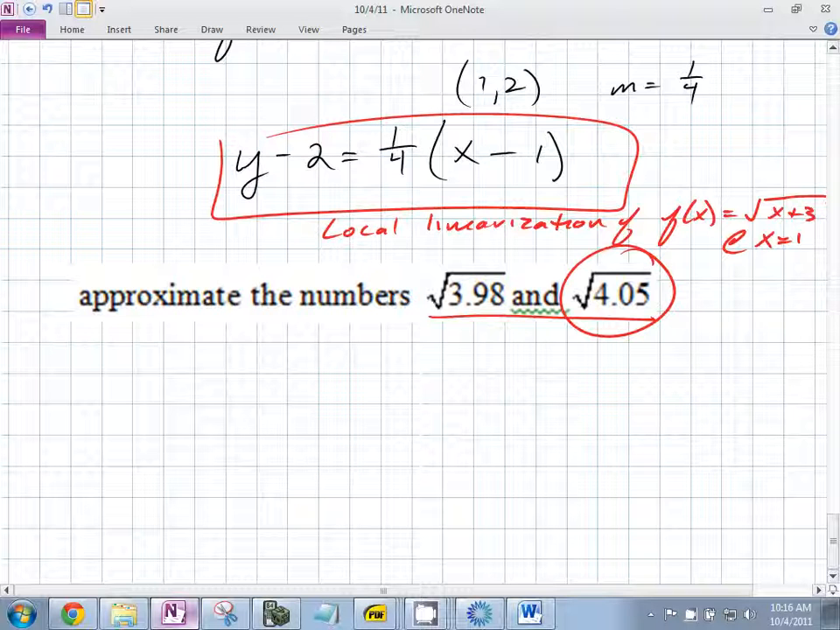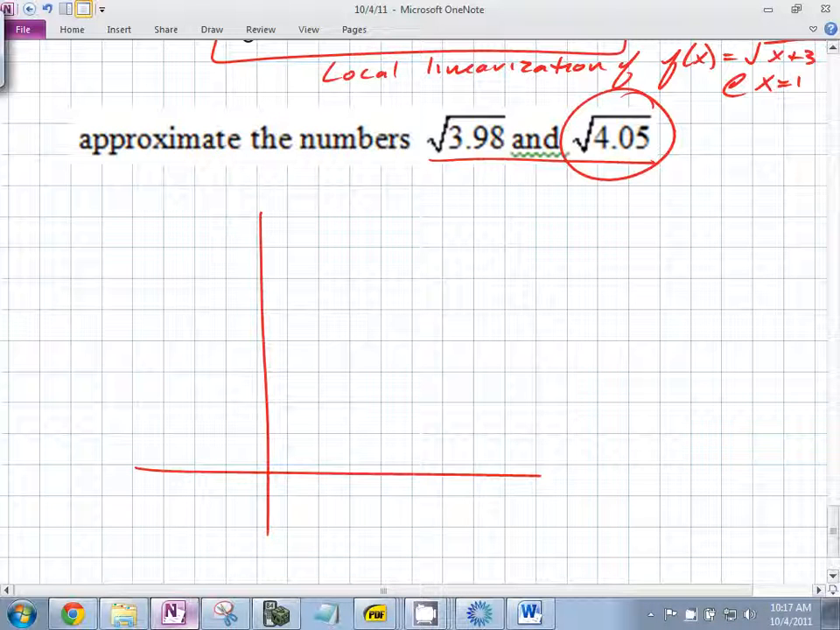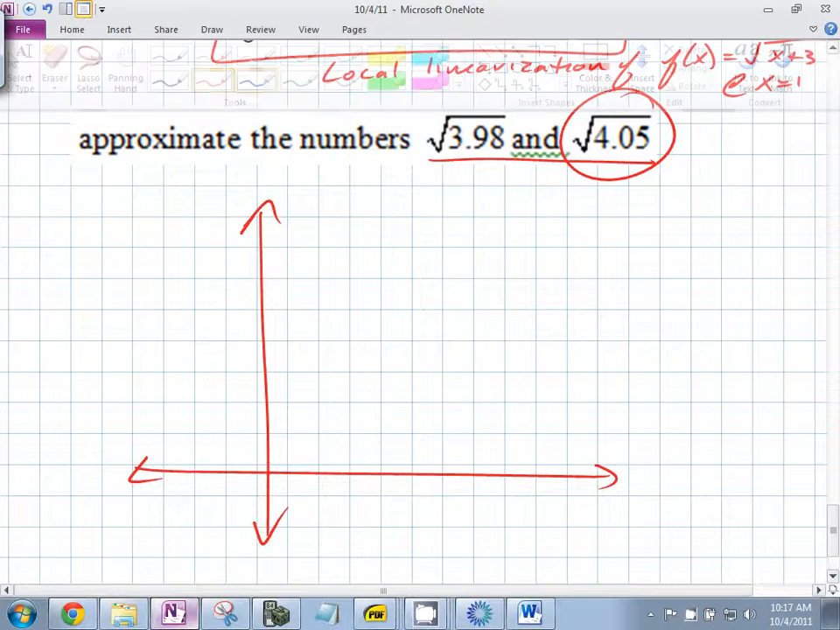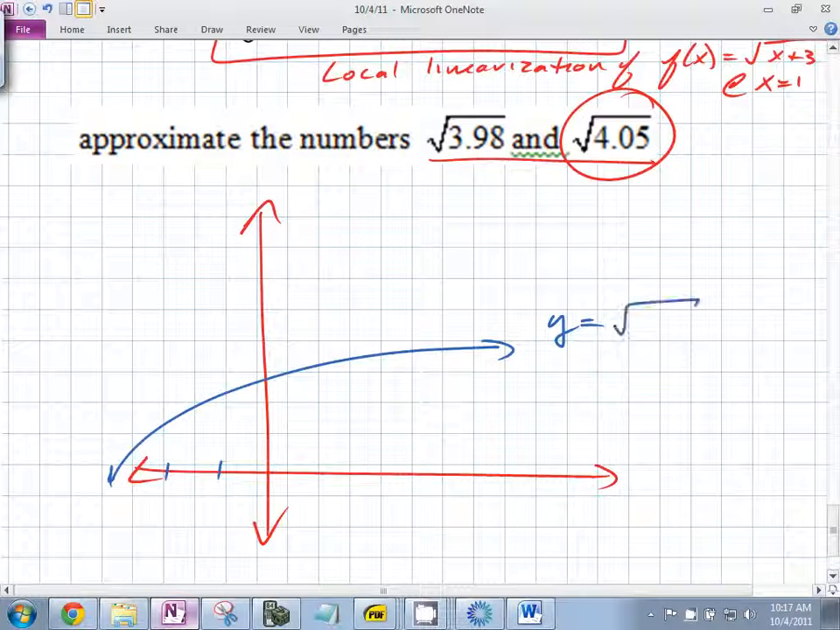So let's actually draw a picture of what we're seeing here. The square root of x plus 3, where does that cross the x-axis? Negative 3. 1, 2, 3, right? And it goes like this. This right here is y equals the square root of x plus 3. And we just found the tangent line when x is equal to 1.